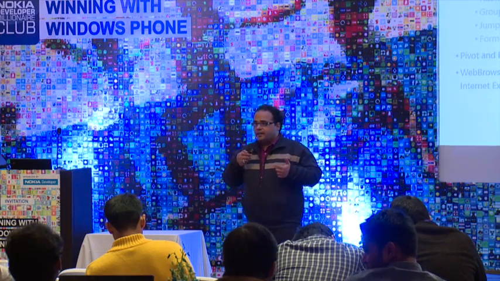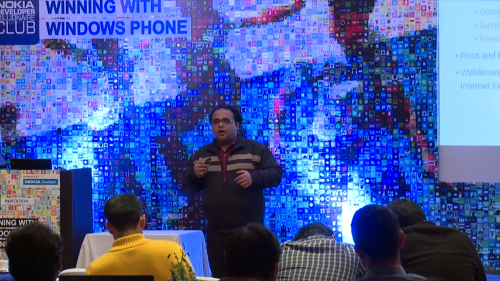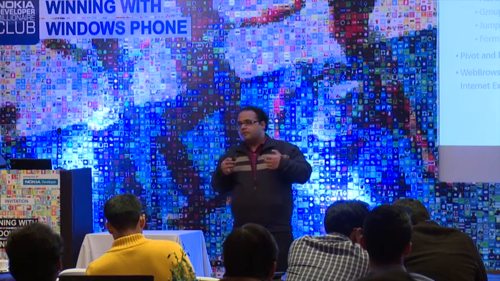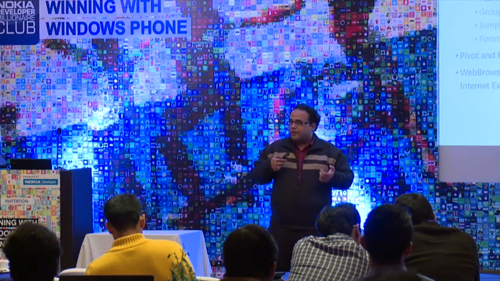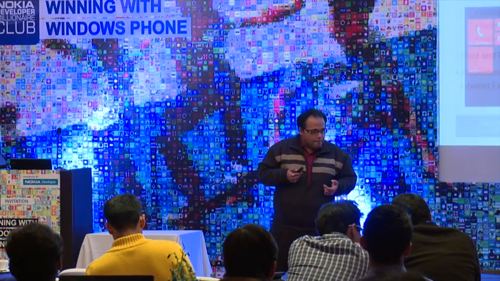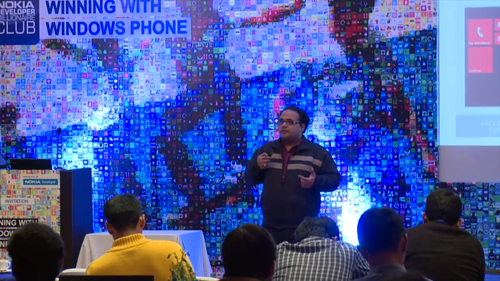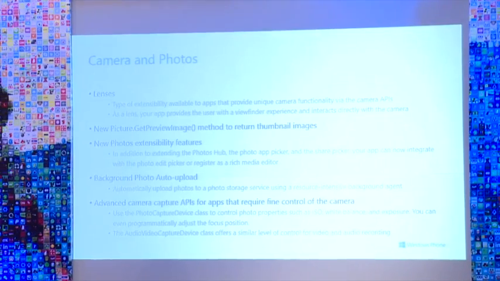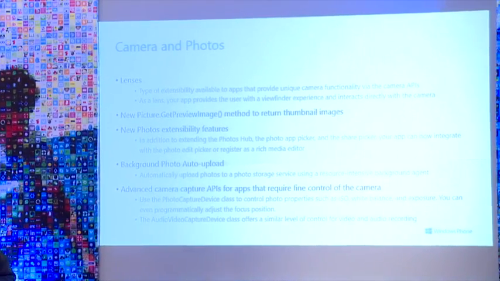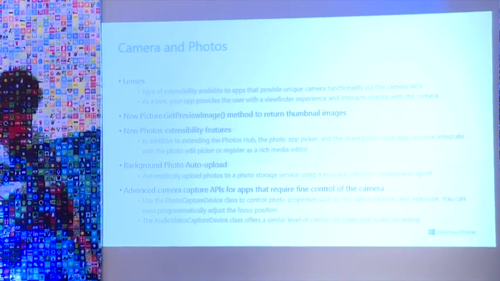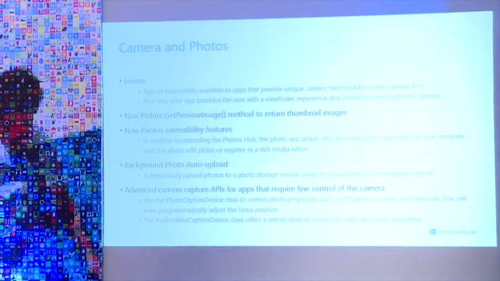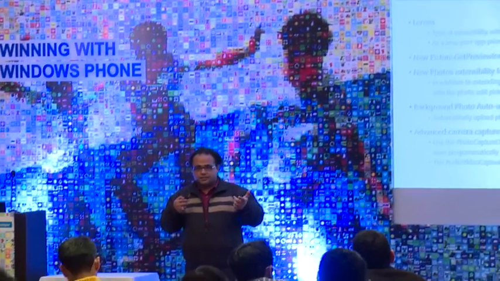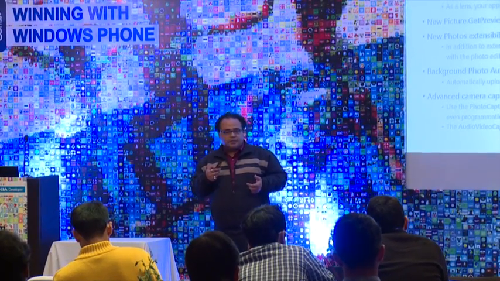And obviously with IE10 and now IE11, you have all the power of Chakra, which is the native JavaScript compiler for Internet Explorer, and you can use hardware acceleration. Multiple resolution, the slide is self-explanatory, so I will skip that. Now you have more APIs available on camera, like you can create a thumbnail out of it. You can auto upload your images from the background to cloud services. All these are new sets of APIs which are provided on camera.